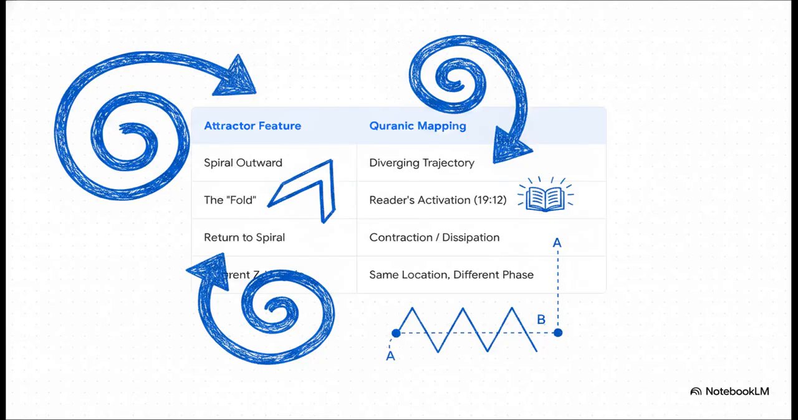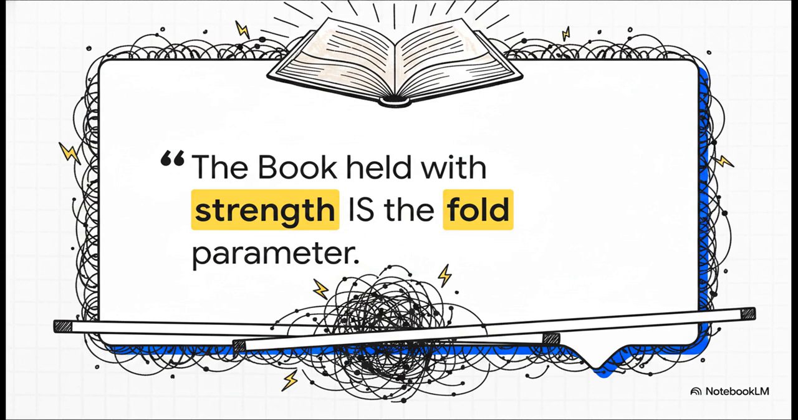And here's where we get the map. It's pretty direct. That spiral moving outward represents a diverging path. The super important fold that keeps the whole thing from flying apart is mapped to a specific verse, 19:12, which is interpreted as the reader's activation. The path back is a contraction. And the different heights on the z-axis, well, that's the key to how one single location can actually have two different meanings. The source really drives this point home. That fold is the only thing that keeps the system stable. Without it, the trajectory is just lost. And in this model, that stabilizing fold is identified directly with the command in the Qur'ānic verse 19:12, O Yahya, take the scripture with strength.